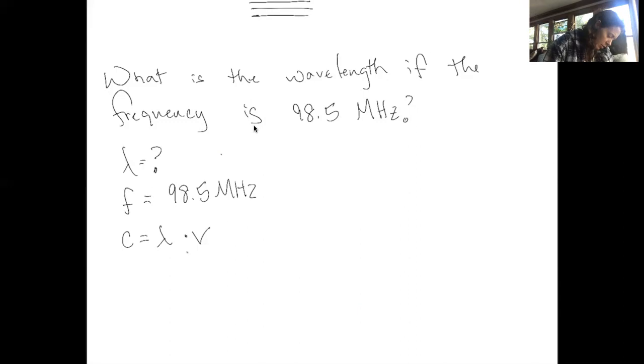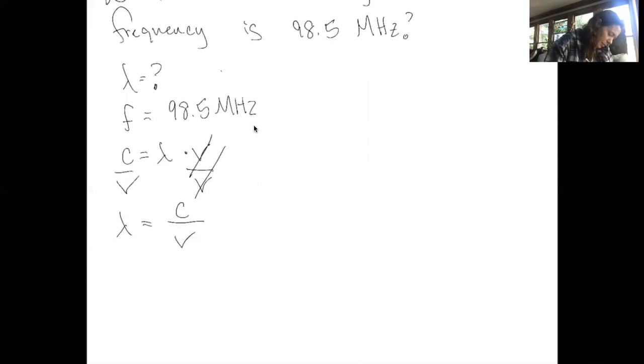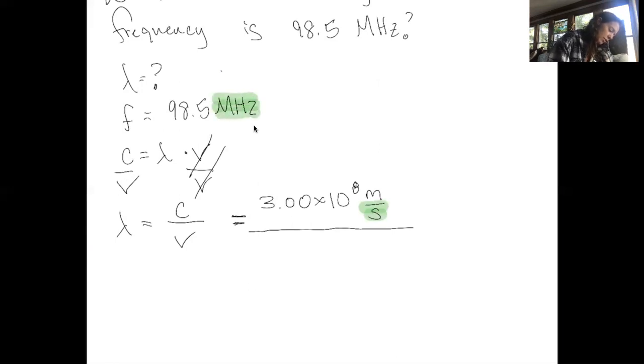If I divide both sides by the frequency, then I can isolate my wavelength, and I end up with wavelength equals speed over frequency. I know that the speed is 3.00 times 10 to the 8th meters per second, because we're talking about light and it always travels at that speed. Okay. And I know that my unit here is per second, which is a hertz. However, this is a megahertz. So I will have to convert that utilizing our T-chart and the metric system.